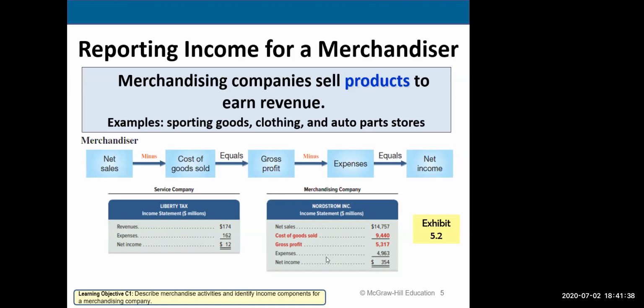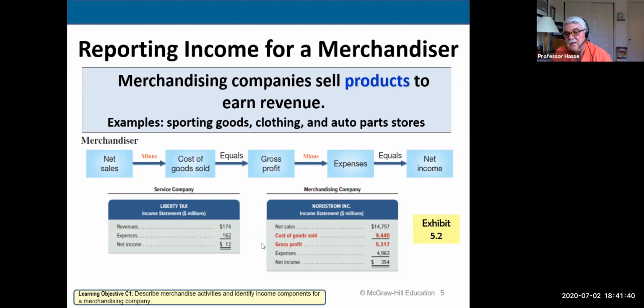Okay. So this is what we're studying in chapters 5 and 6. In chapter 5, we're learning about sales and this format of retail accounting. In chapter 6, we're learning how to record inventory as an asset and then change it over to the cost of goods sold.